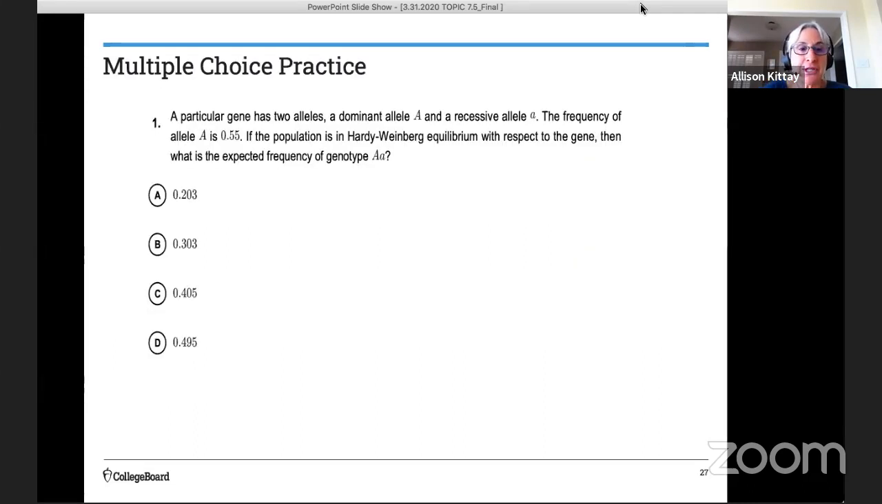A particular gene has 2 alleles, a dominant allele, capital A, and a recessive allele, lowercase a. The frequency of the dominant allele is 0.55. If the population is in Hardy-Weinberg equilibrium with respect to the gene, then what is the expected frequency of genotype big A, little a? Okay, so you're solving for 2PQ.